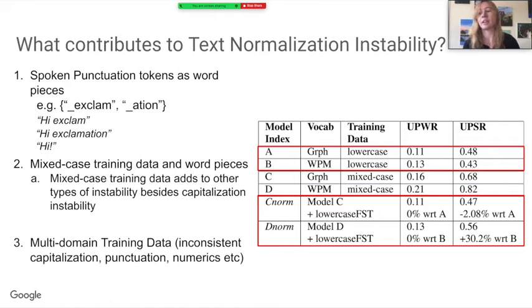We believe that the cause is actually a lack of diversity of the top n hypotheses in the lattice of the word piece model. In other words, the same word may be represented in both capitalized and uncapitalized form. Finally, text normalization instability can be exacerbated by multi-domain training data. When data is sourced from different places, there may be inconsistencies in punctuation, capitalization, and numerical formats.